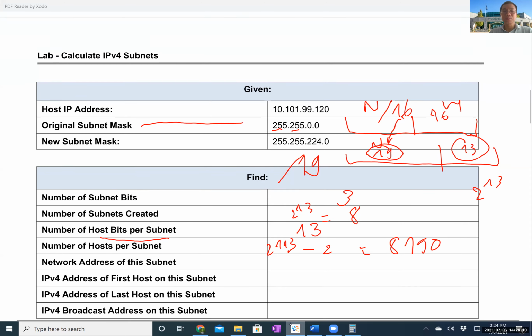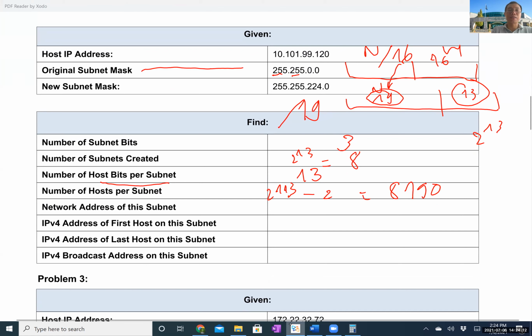All right. So now you have to find the network address in the subnet. Remember, if you want to find the network address in the subnet, you have to find out what is the magic number and in which octet here. So what do you think? What is the magic number here for this one?